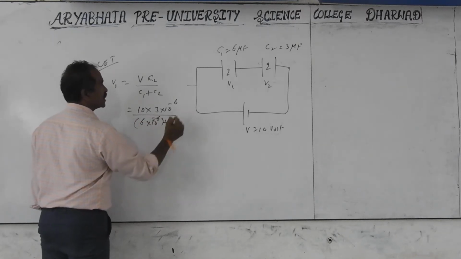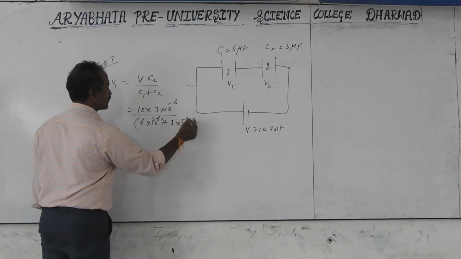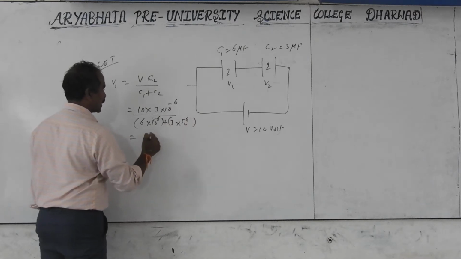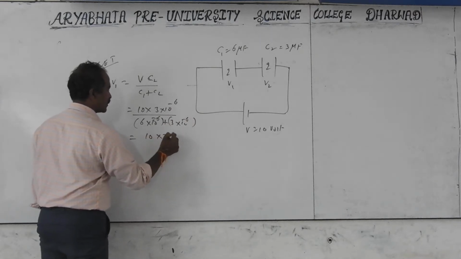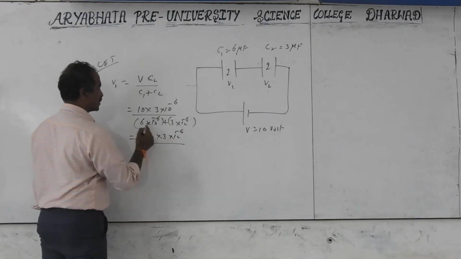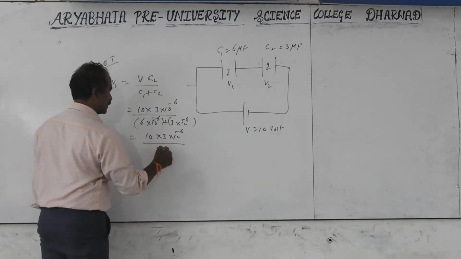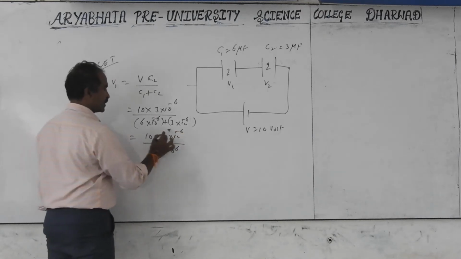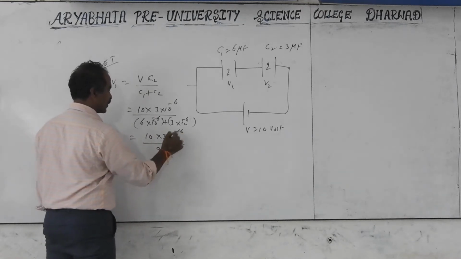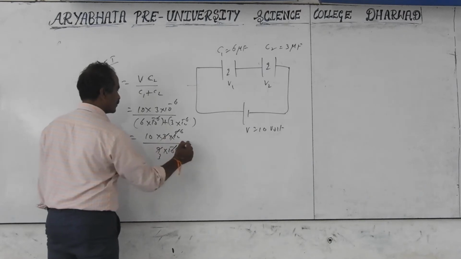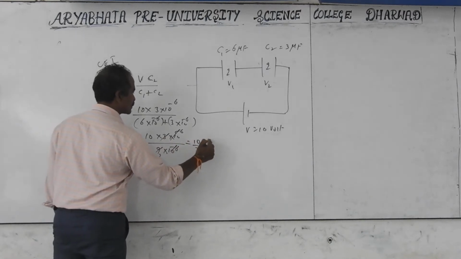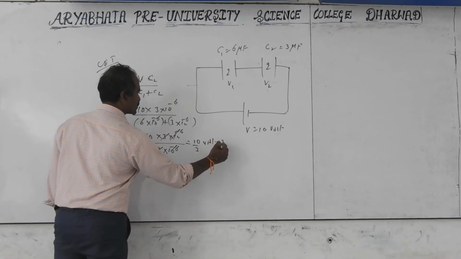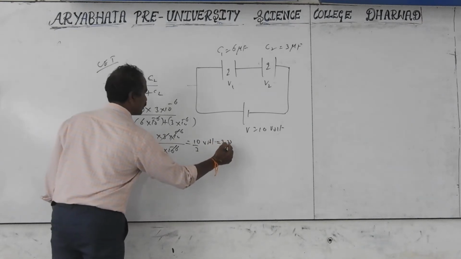plus C2 is 3 microfarads. You get this as 10 into 3 into 10 to the power of minus 6 by 6 plus 3, that is 9 into 10 to the power of minus 6. The power of minus 6 cancels. What you get here is 3 3s are 9, so it is 10 by 3 volts. 10 by 3 means 3.33, same as before.